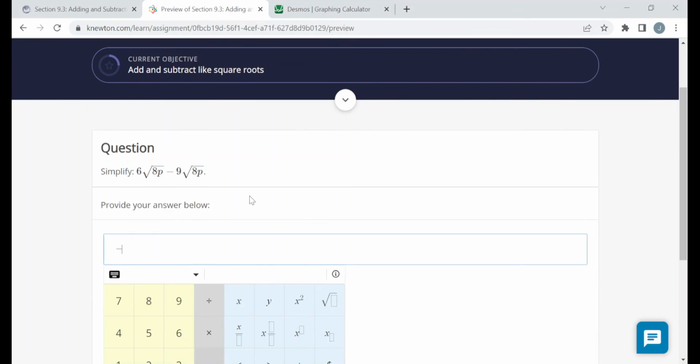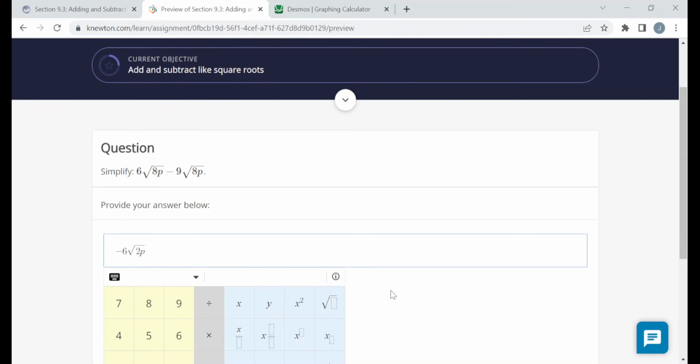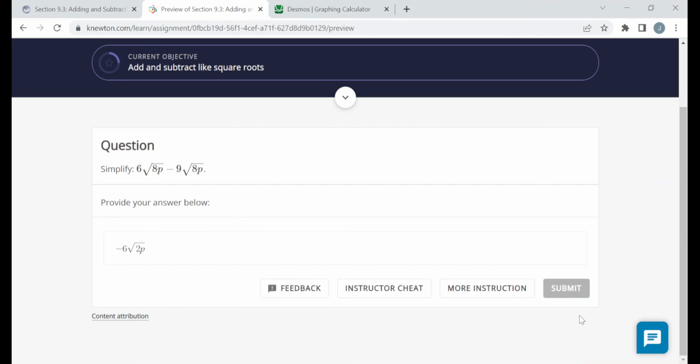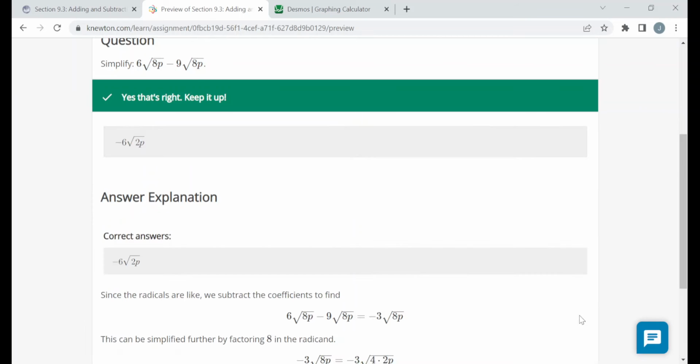And that's what I'll type here. Negative 6 times the square root of 2p. And that should be good. Excellent.